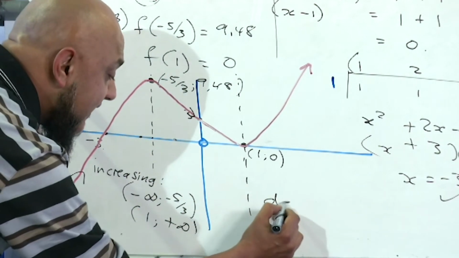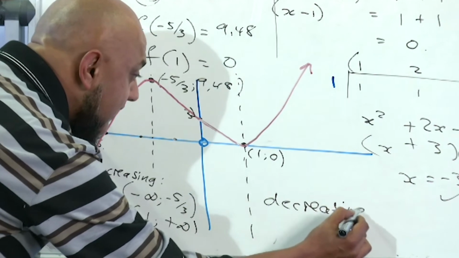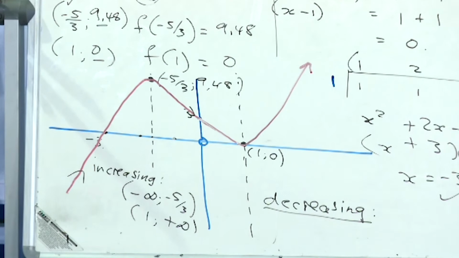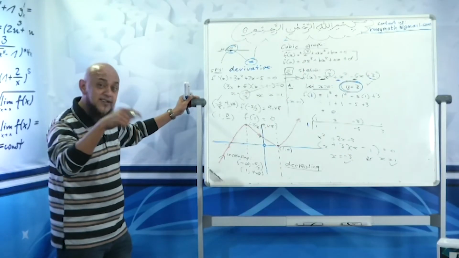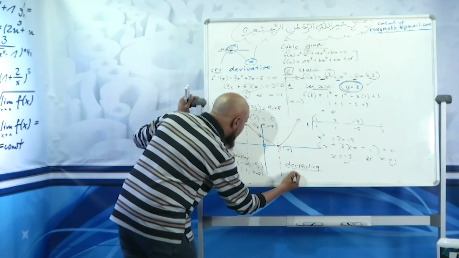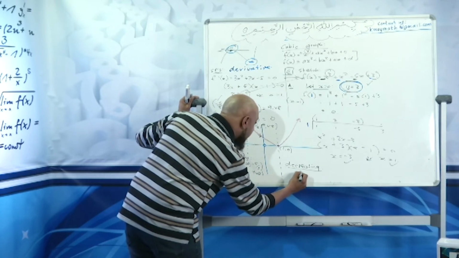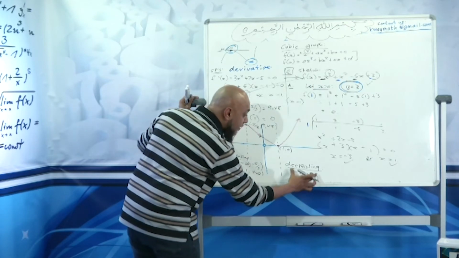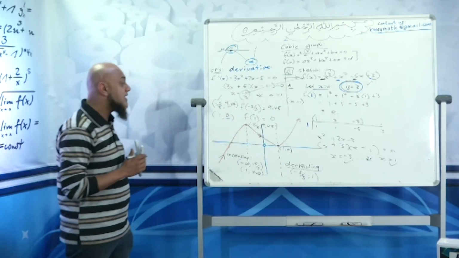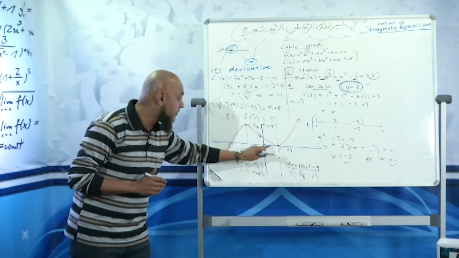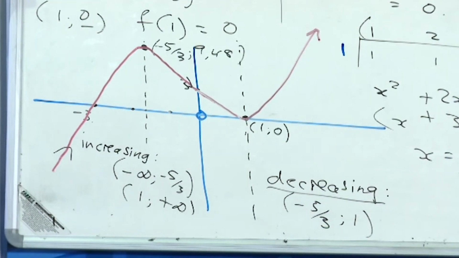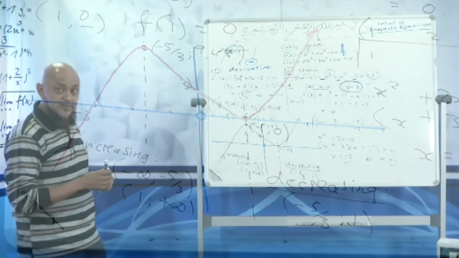Where is this graph decreasing? The graph is obviously decreasing between these two x values, because the question will say for which values of x is the graph increasing or decreasing. So it's decreasing from minus 5 over 3 up to 1. Both of them are excluded. We cannot include them because those are your stationary points. The values of minus 5 over 3 and 1 are excluded. That is how you would interpret the increasing and decreasing component of this function.